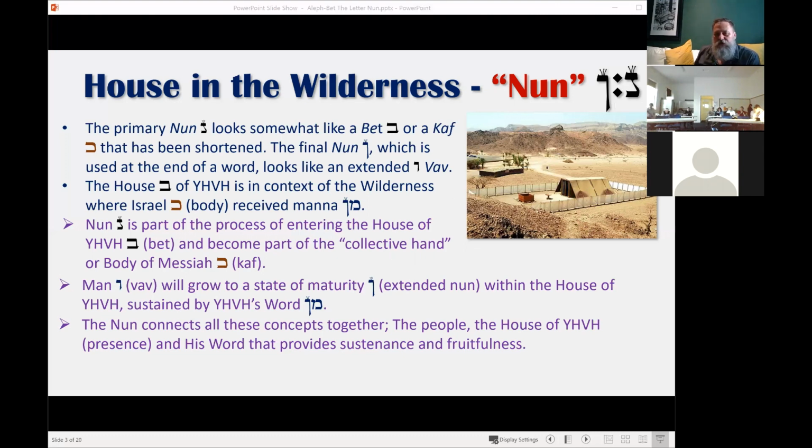So when we just look at the Nun, it gives us the two stages of man, the immature or initial state, and then the final state, which is the mature state. And that's what the Nun represents, those two phases that we will be exposed to. And in the context of what we looked at, the house is the place where that takes place. We need the Manna in order to make that happen. And we need to be connected to other people, which is the collective hand, the Kaf, which is the body of Messiah in our time frame.